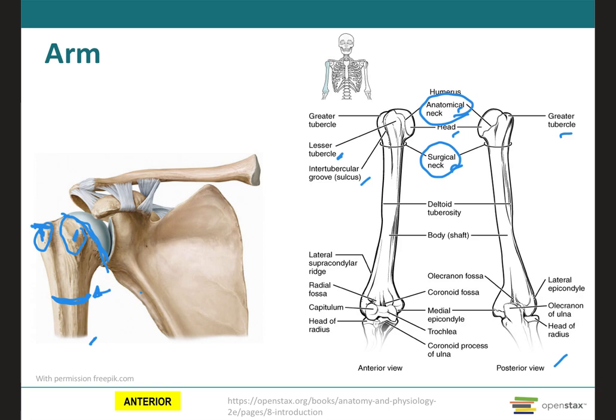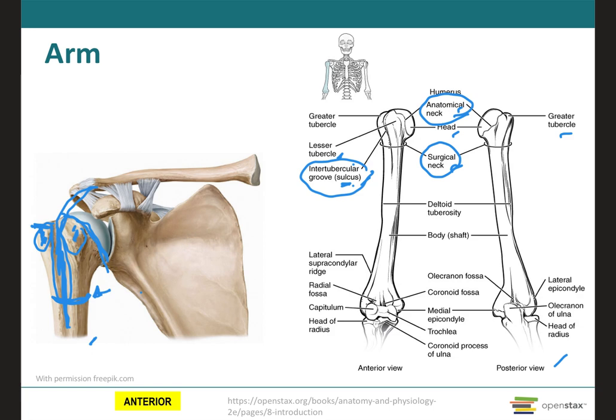In between the two tubercles, we're going to have this depression over here that's called the intertubercular groove, or it can also be called the sulcus, so intertubercular sulcus. And the reason why it's called an intertubercular groove is because it's a groove between two tubercles, so it makes sense. Another name for the intertubercular groove is the bicipital groove or bicipital sulcus, because the tendon of the biceps brachii will actually come right inside of this groove between the two tubercles. So that's why it's called bicipital groove or bicipital sulcus.